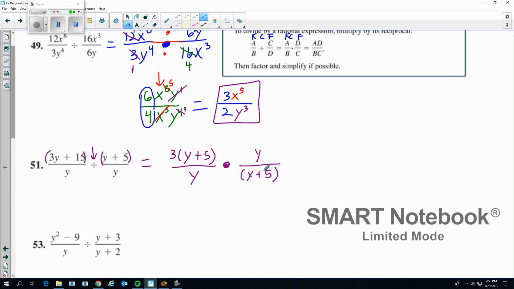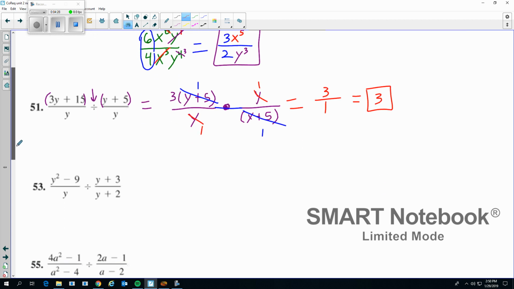Once again, I can start canceling stuff out. Even though these fractions are separate, you can connect them if you want. This is going to cancel with this, so those basically reduce to 1s. And then these y's also cancel out to 1s. So all we're left with is 3 times 1 times 1. I'm left with 3 over 1, and we can simplify that whole thing down to a 3 right there.